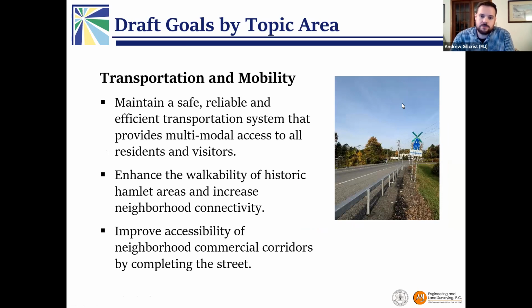Great. Next is transportation and mobility. There are 3 goals associated with this topic, including maintain a safe, reliable, and efficient transportation system that provides multimodal access to all residents and visitors. Enhance the walkability of historic hamlet areas and increase neighborhood connectivity. Improve accessibility of neighborhood commercial corridors by completing the street. Next.